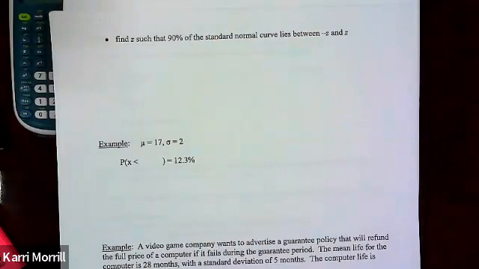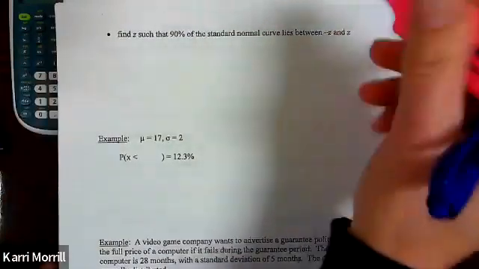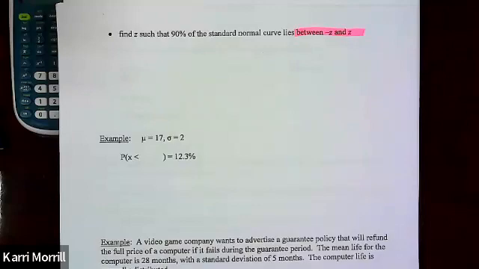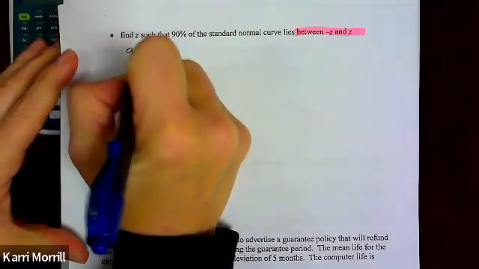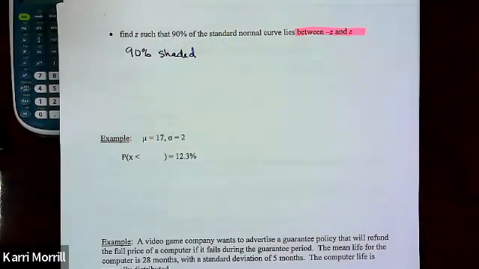Okay, let's turn the page and move on. It says find z such that 90% of the standard curve lies between. So we get to keep working with less thans, greater thans, and betweens forever and ever. So it says if it's 90%, meaning 90% is shaded. That's why I like to draw pictures most of the time. Sometimes it gets kind of time consuming, but it really helps.